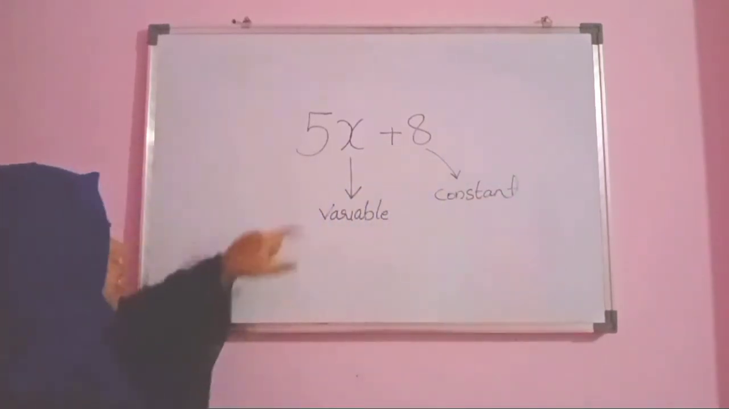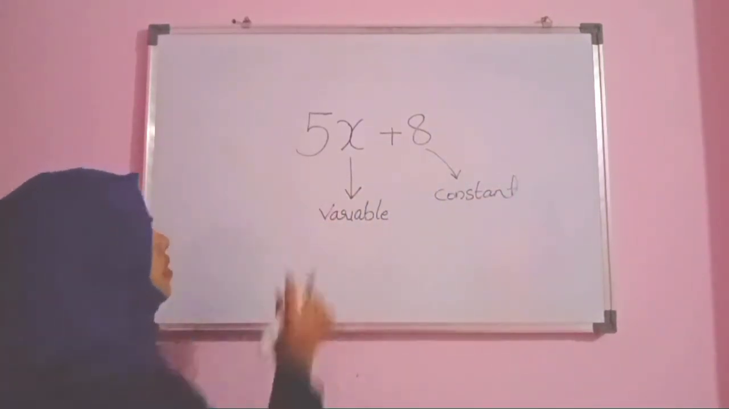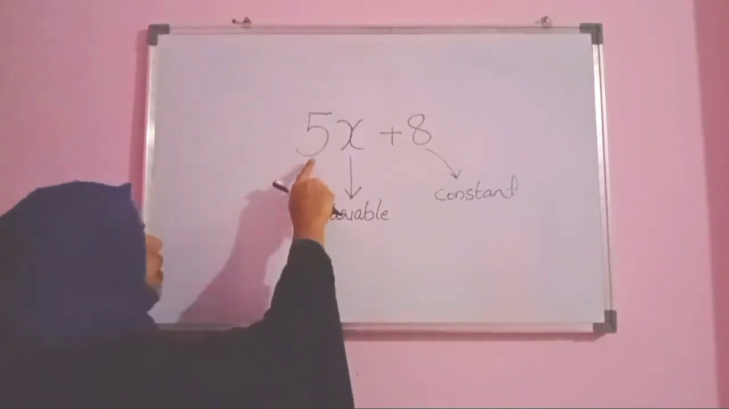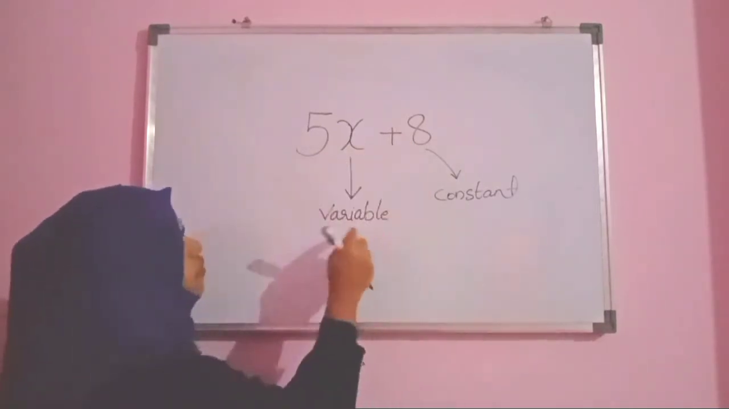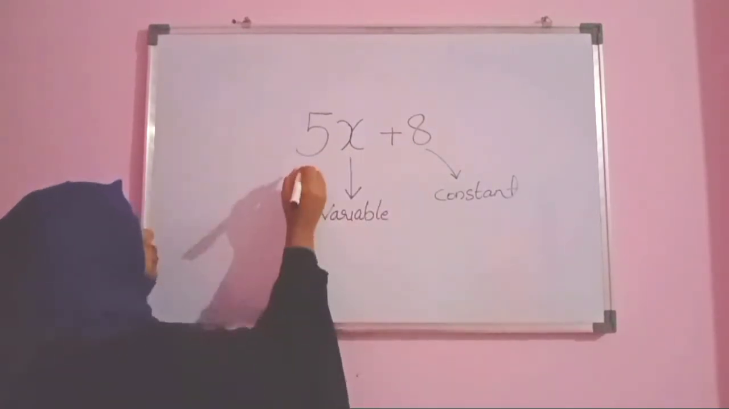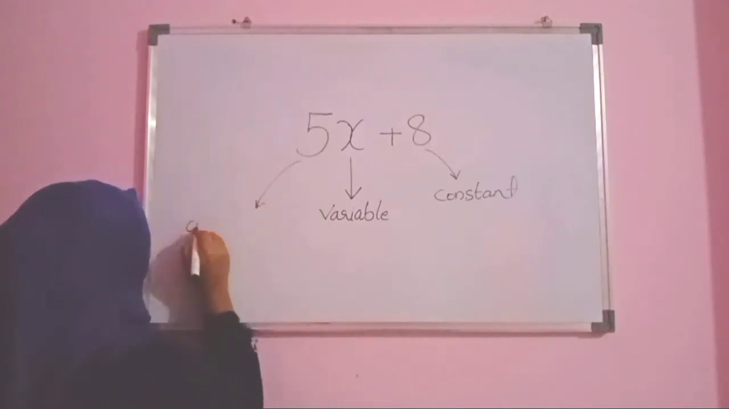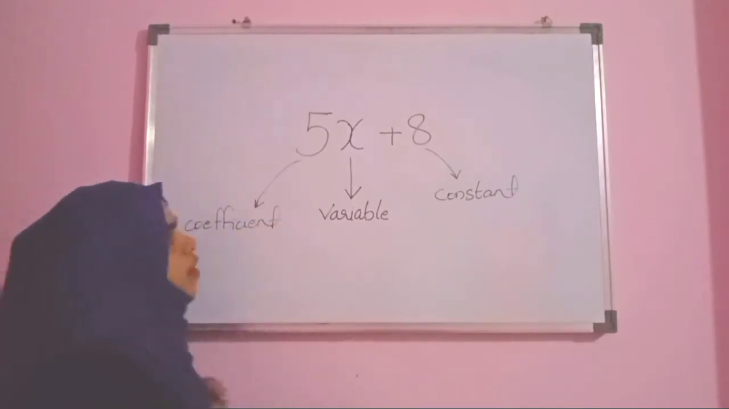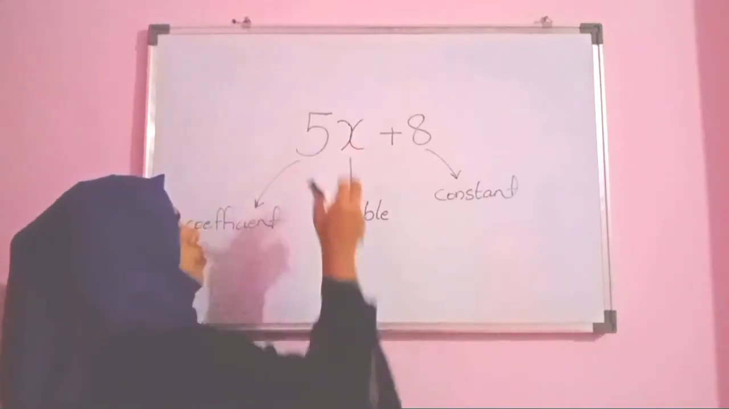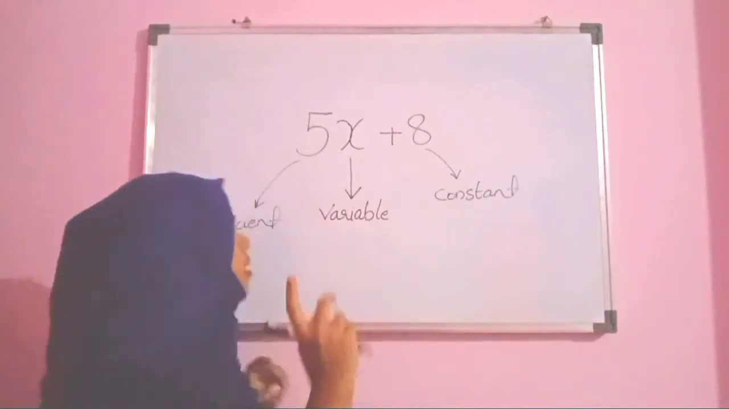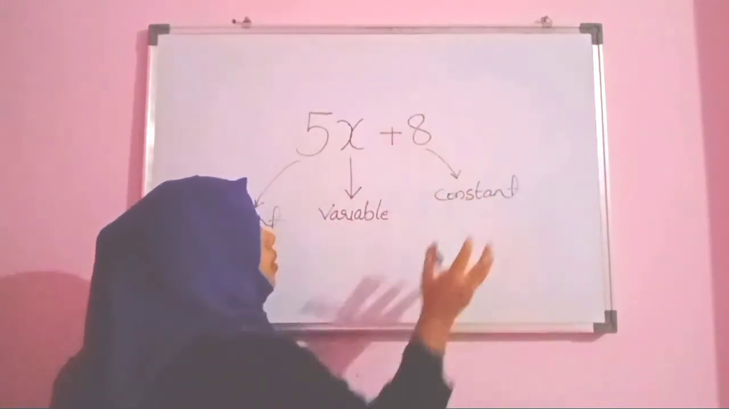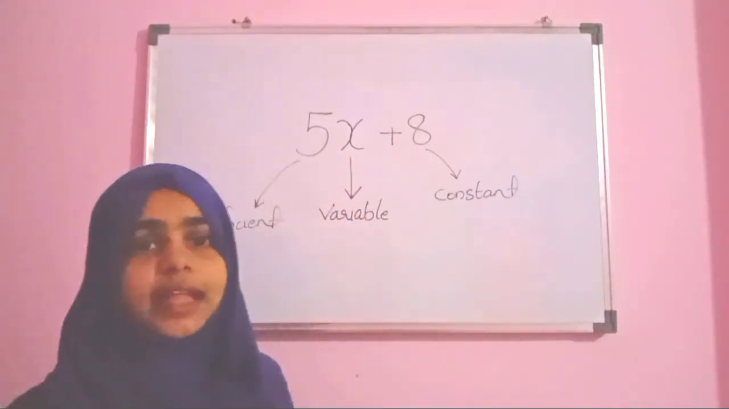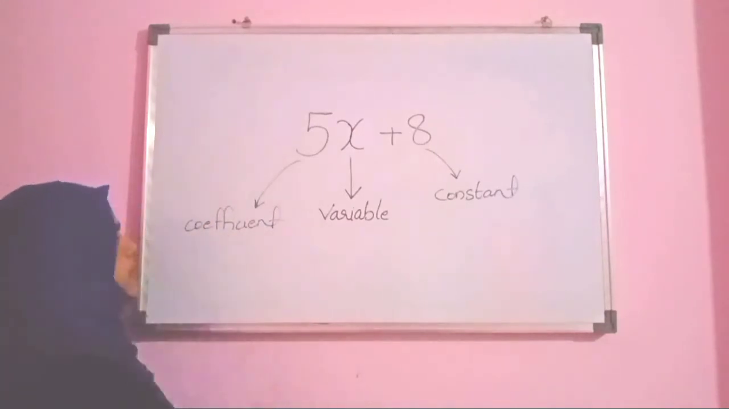We know that in 5x, with x there came the number 5. Since the 5 came with variable x, that 5 got a specific name known as coefficient. What is it? Coefficient. So the alphabet used in an algebraic expression is known as variable. The number alone in the algebraic expression is known as constant, and the number when it comes together with a variable gets the name coefficient.